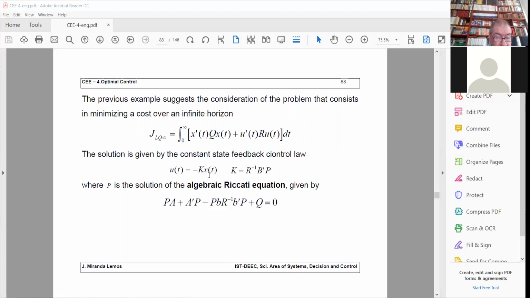And this gain is computed using this formula. So the inverse of r times b transpose times p, where p is a matrix that is the positive definite solution of the algebraic Riccati equation. So the algebraic Riccati equation is this one in this last line. As you can see, it's a quadratic equation because you have P times some matrix times P. So you have some squares of the elements of P. And so this is a quadratic equation, has more than one solution.